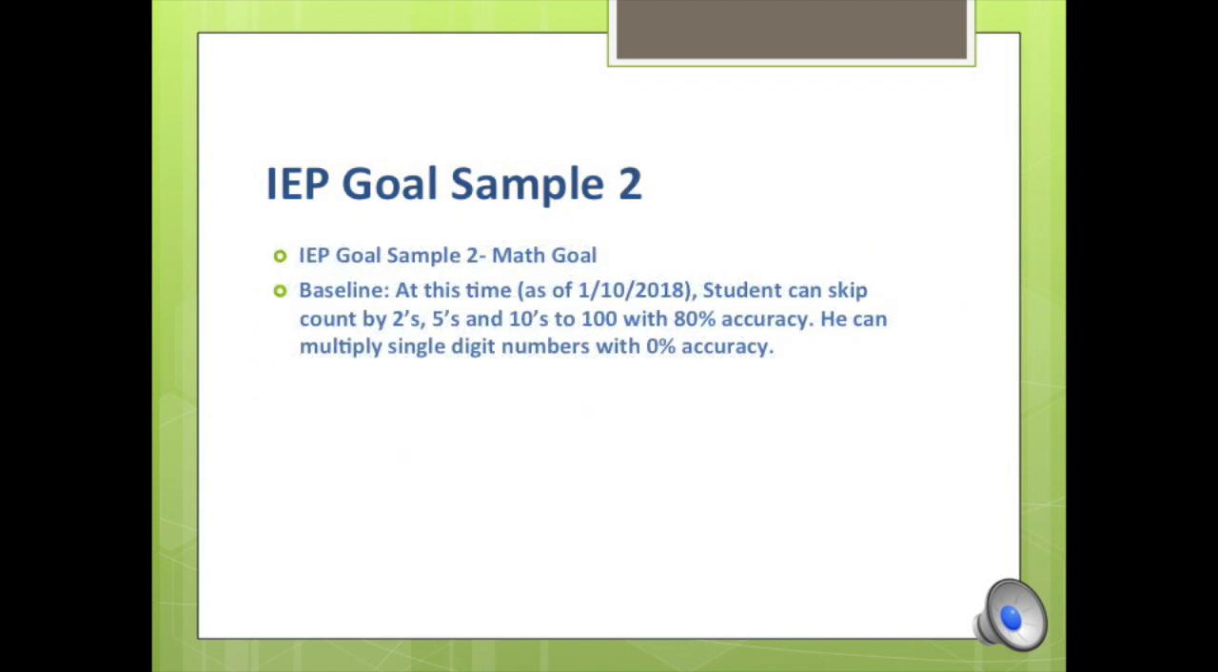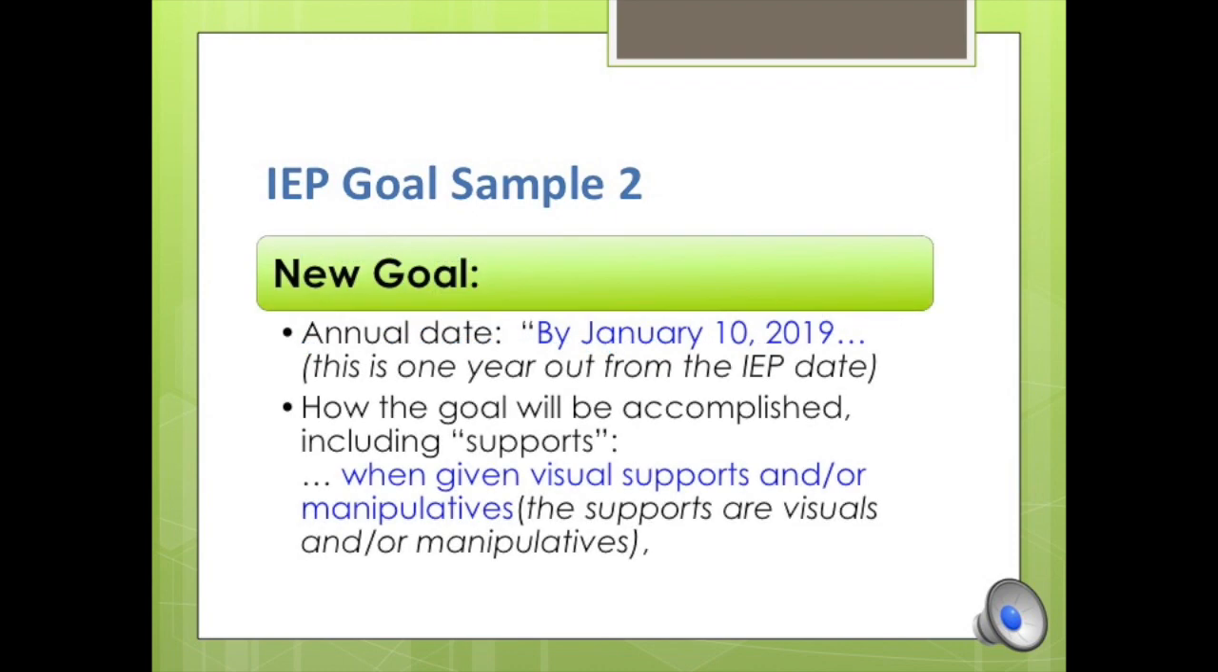Okay, let's do a second sample. This one's going to be a math goal. At this time, student can skip count by 2s, 5s, and 10s to 100 with 80% accuracy. He can multiply single-digit numbers with 0% accuracy. Let's break it down. By January 10th, 2019, how the goal is going to be accomplished, including supports. When given visual supports and/or manipulatives. So in this case, the supports are the visuals or the manipulatives.